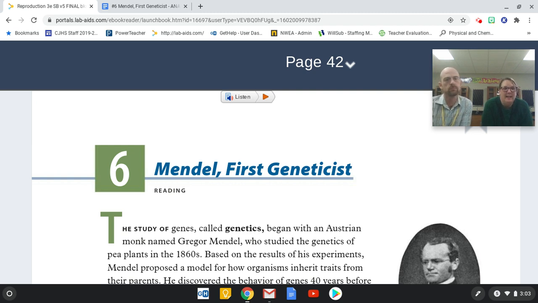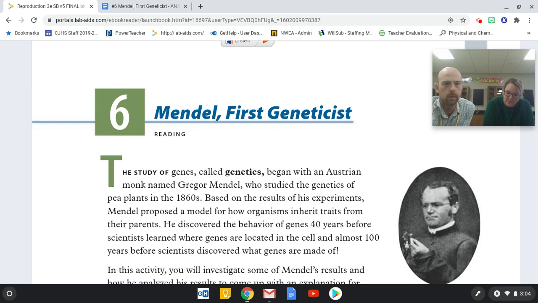We are here with another exciting activity for you this week. Go ahead and open your lab manual and turn to page 42 in the digital lab manual and find the introduction to Activity 6, Mendel, the First Geneticist. We're going to begin by reading the introduction together, discussing the guiding question, followed by the procedure, and then follow along as Mr. Rancor and I read aloud the text to you.